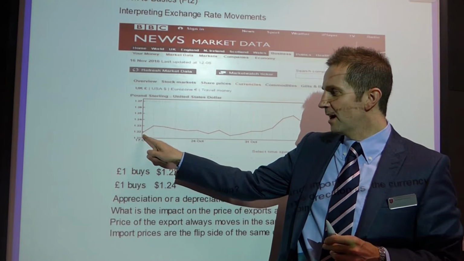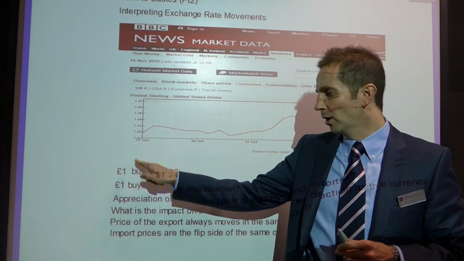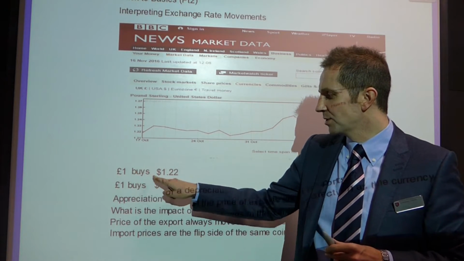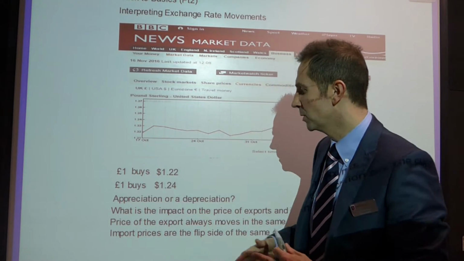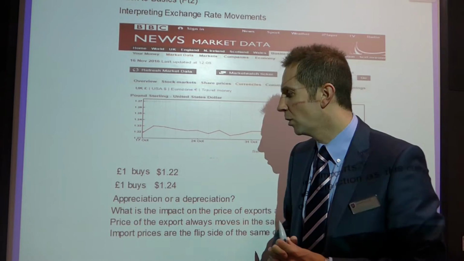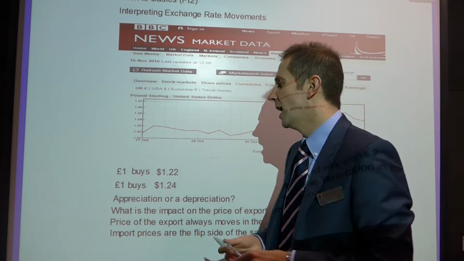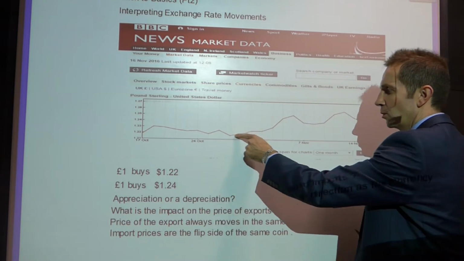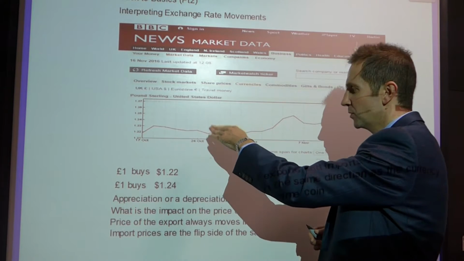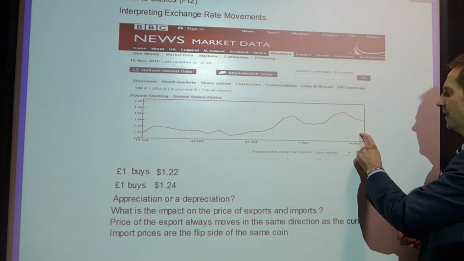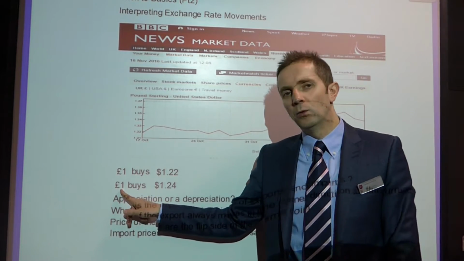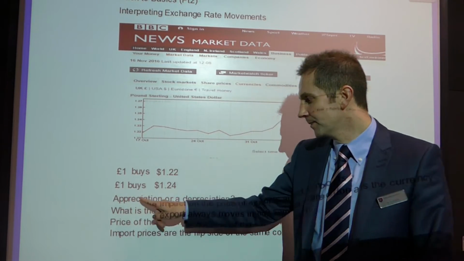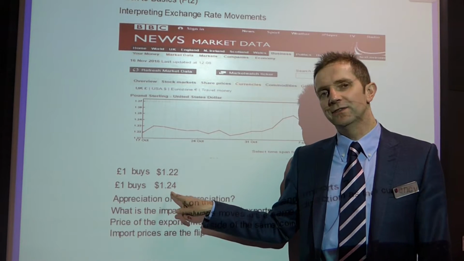I'm going to say that on the 17th of October, £1 buys approximately $1.22. It was 1.21 something, but for the sake of argument, we'll call it 1.22. And then you can see that over the course of time, it fluctuates, so it moves upwards and downwards. And then today, just this afternoon, £1 would buy $1.24.